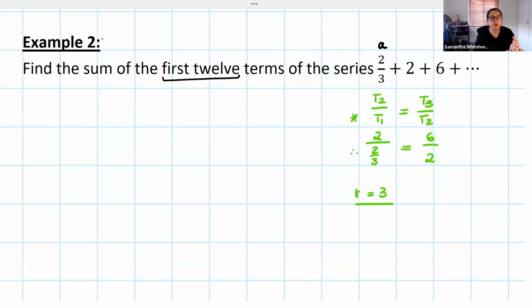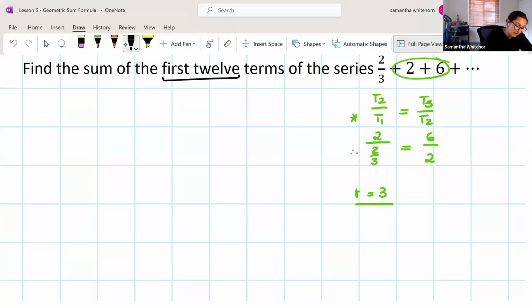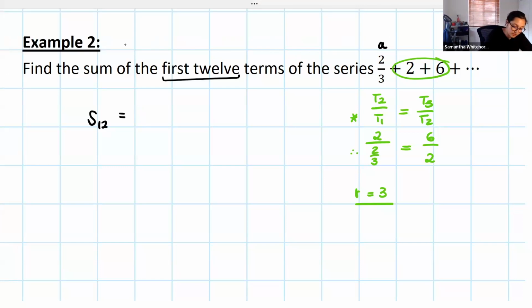So that's why I always say to you, it doesn't matter which terms you're dividing, as long as you're keeping them consecutive. Term 2 divided by term 1, term 3 divided by term 2, etc. So if you can easily see that your common ratio is 3 by rather looking at term 3 divided by term 2, fine. It makes no difference, you will get your answer. However, we now have A and R, which is all we need for our sum. So the sum of the first 12 terms is equal to 2 over 3 times R, so times 3 to the power 12 minus 1 all over 3 minus 1.